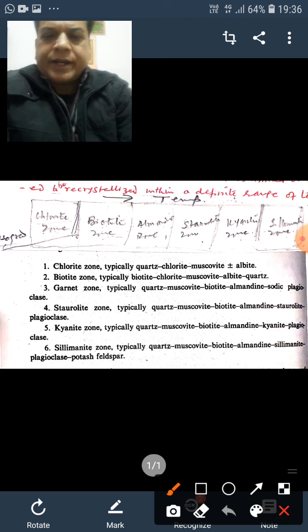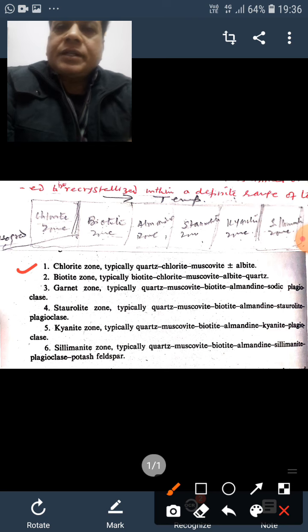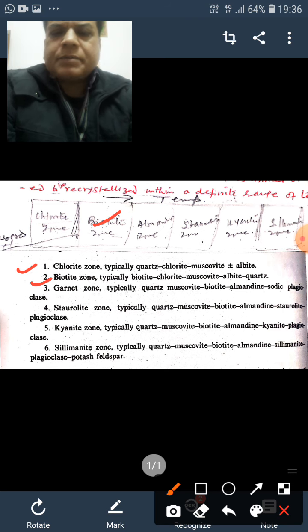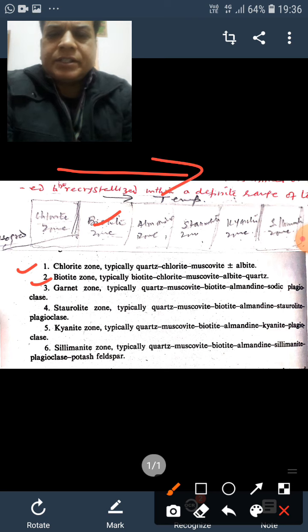Now this is the chlorite zone, and the chlorite zone typically has quartz, chlorite, muscovite, albite. This is the typical mineral assemblage of the chlorite zone. And next is your biotite zone, with rising temperature.